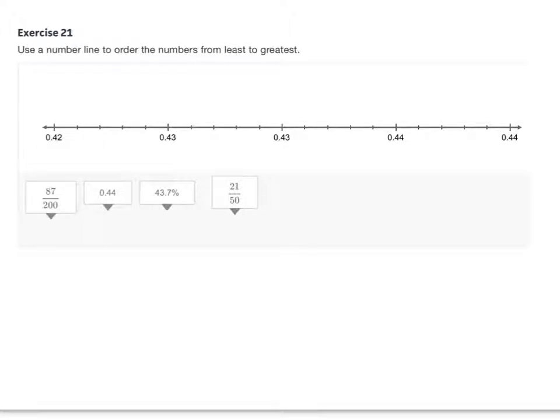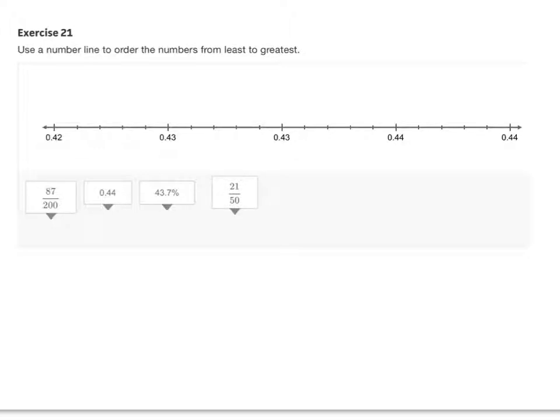One of the problems on tonight's homework, number 21, does have a mistake in it that I did want to help you out with. You can see looking at this number line, it says 0.42, 0.43, 0.43 again, and then two 0.44s. So this graph is supposed to be counting by thousandths, which has 3 decimal places. And whoever wrote the code for this problem only had it round everything to 2 decimal places.